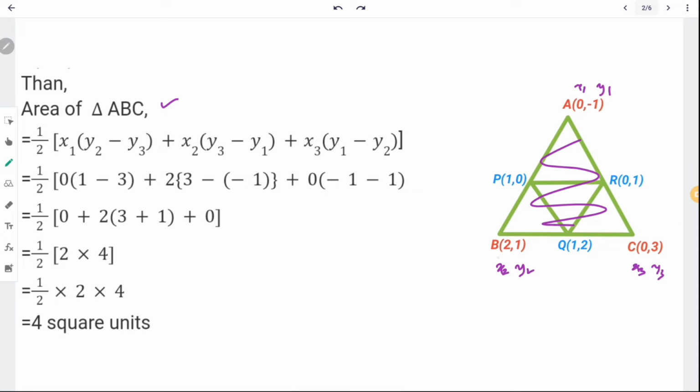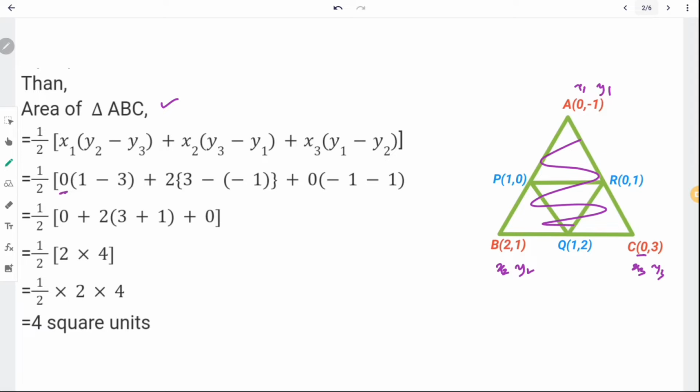Then x2 is 2, so we have already put it here. Y3 is 3, right? And then y1 is -1. Then next we can start again. x3 is 0, right? And then y1 is -1, and then y2 is again 1. This minus is there because of the formula here. Once we have put all the values, we just have to simplify.